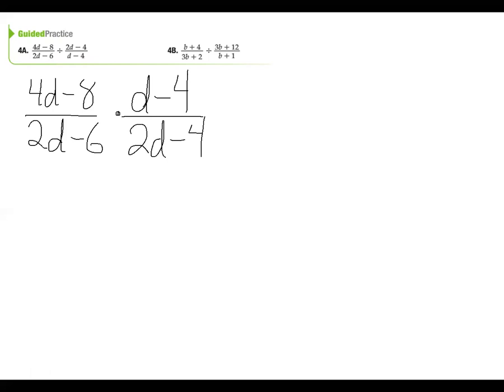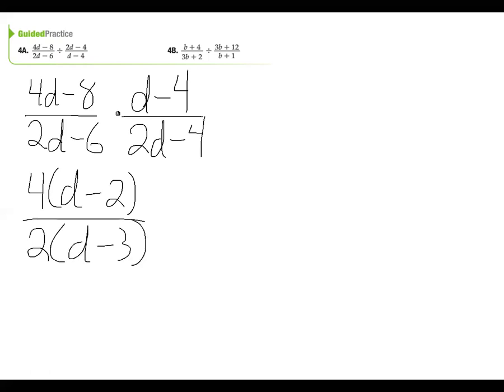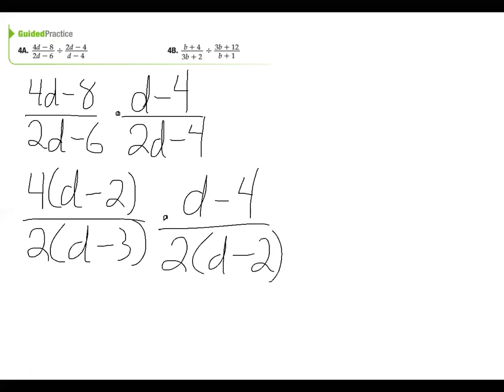Okay, but the numerator here, you can factor out a 4 and you get d minus 2. In the denominator, you can factor out a 2 and get d minus 3. Here you have d minus 4. Here you can factor out a 2 and get d minus 2. Now you can cross out common factors.